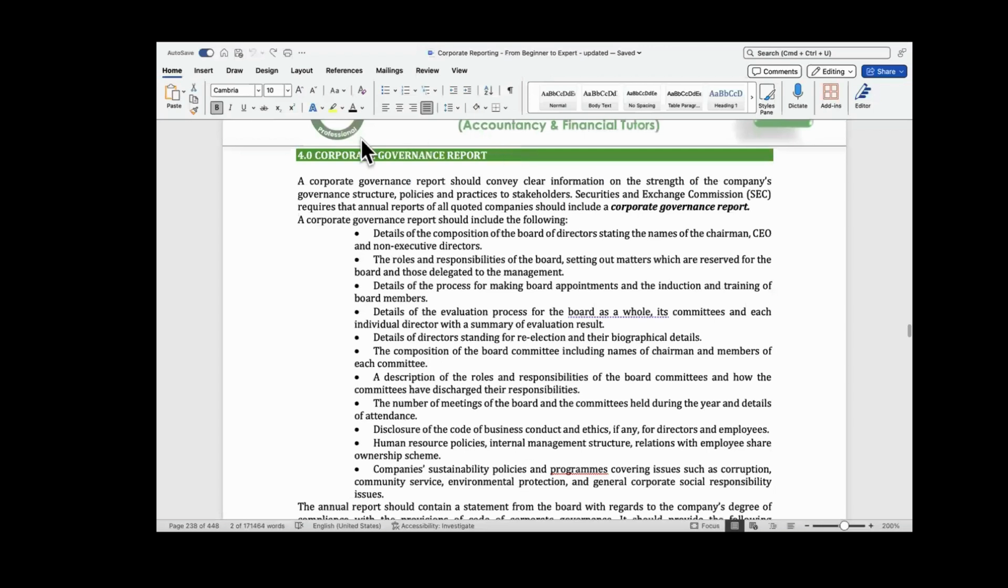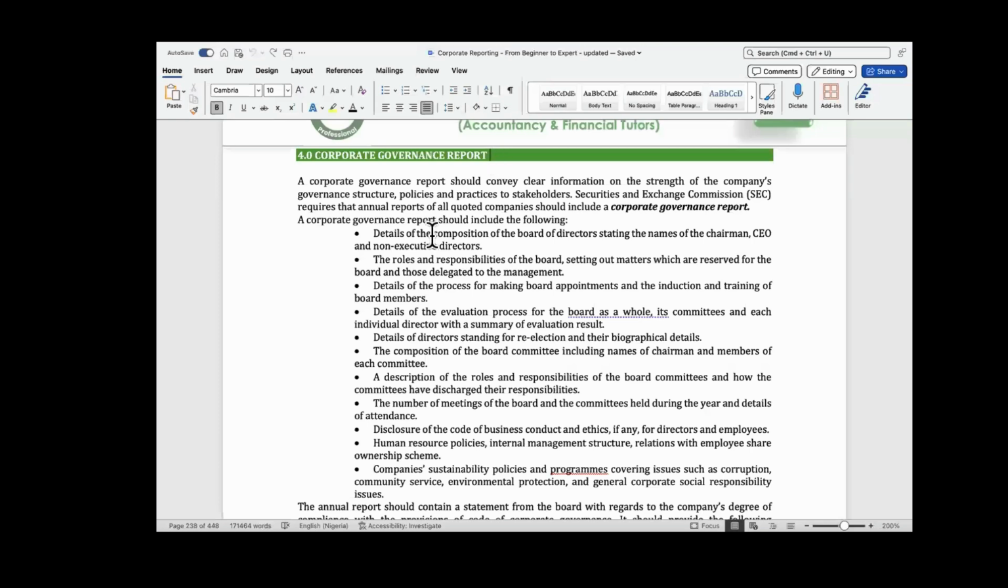Another one is corporate governance reports. What I can ask you here is the content of a corporate governance report. You need to know at least 5 or 6. If they want to ask you about corporate governance, they will ask you the content of a corporate governance report. It's also part of the non-financial information.